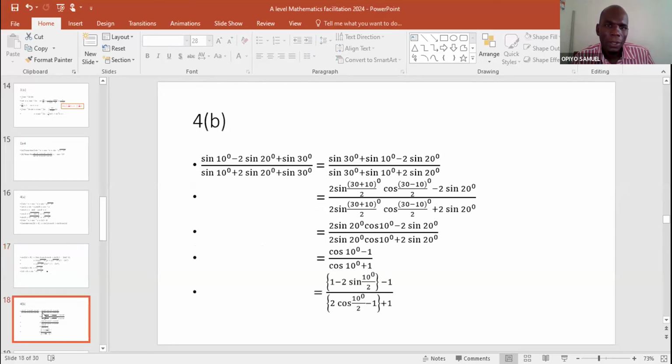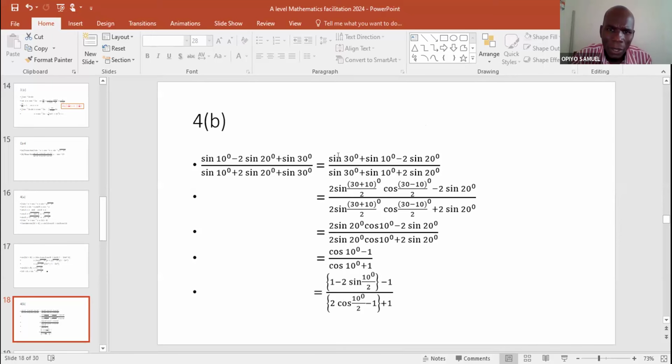Okay. So for part B, we want to prove that (sine 10 degrees minus sine 20 degrees, 2 sine 20 degrees plus sine of 30 degrees) over this is equal to negative tan of 5 degrees.